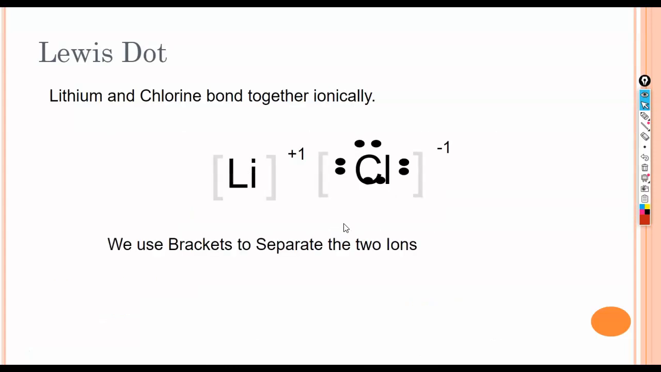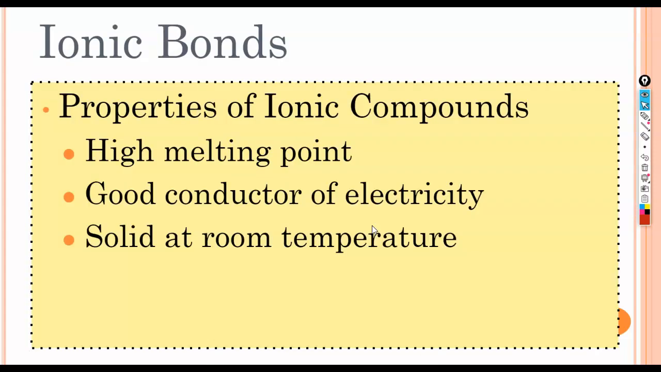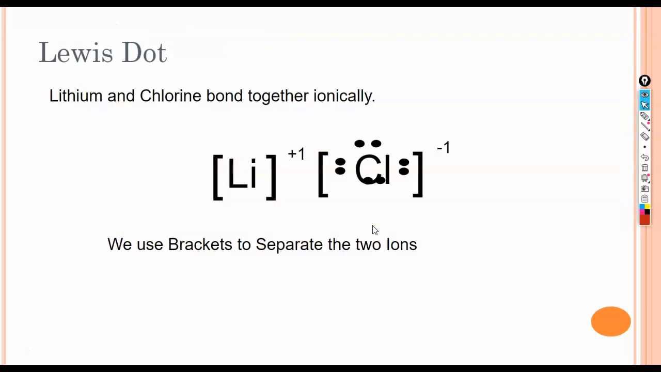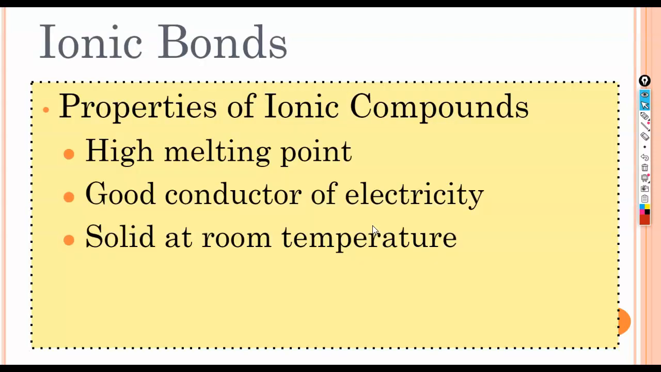Okay, so that is an example of ionic bonding. Okay, so here are some properties of ionic compounds. Ionic compounds have a high melting point, they are good conductors of electricity, and they tend to be solid at room temperature. Okay, so think like table salt. Table salt is an ionic compound because it's Na and Cl, and that is an ionic compound. Okay, so that is a solid at room temperature.